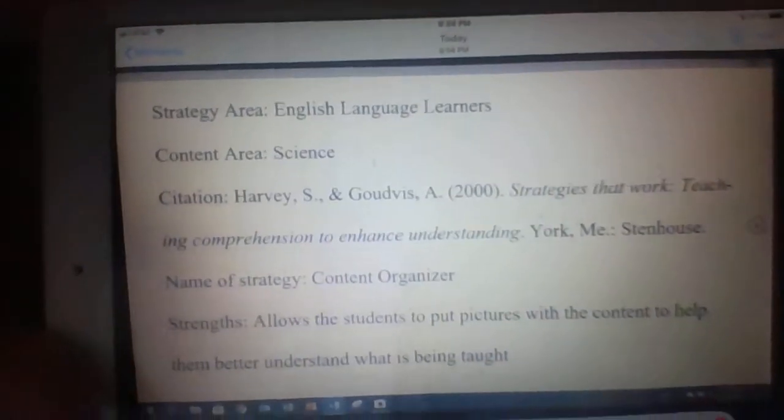Hi, I'm Tori Hedrick, and today I'm going to be talking about a strategy used for English language learners. The content area that I was assigned was science, so my strategy that I chose was a content organizer, and I found that in the strategies that work teaching comprehension to enhance understanding. And here's a citation for that if you would like to find it.